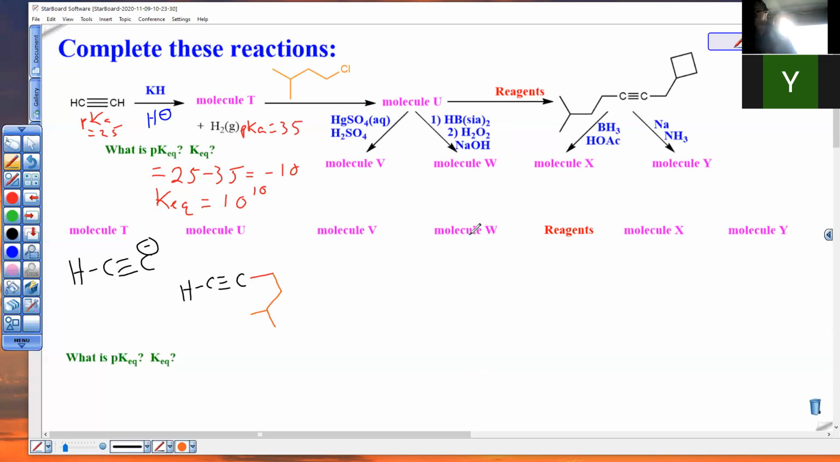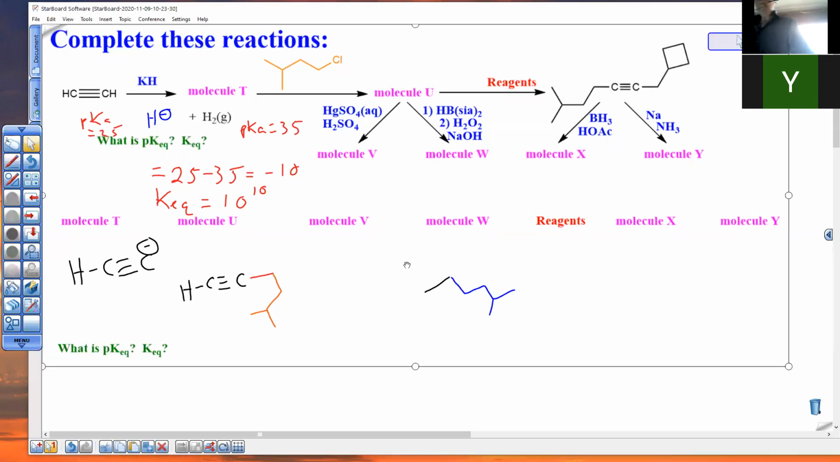So I'm going to draw the aldehyde for product W. How many carbons in a row? 1, 2, 3, 4, 5, 6 with a methyl on the second last one. There's the two carbons from acetylene, 1, 2. And then the rest, 3, 4, 5, 6 with a V here. And I'm going to copy that.